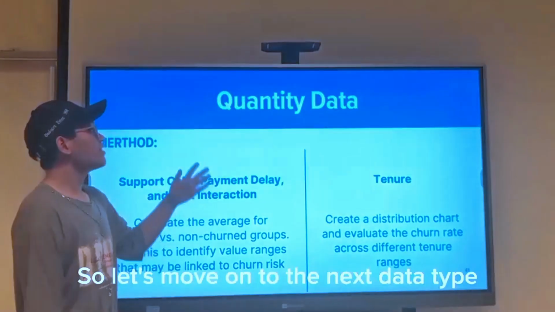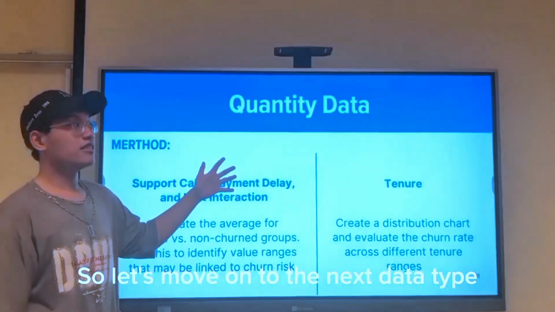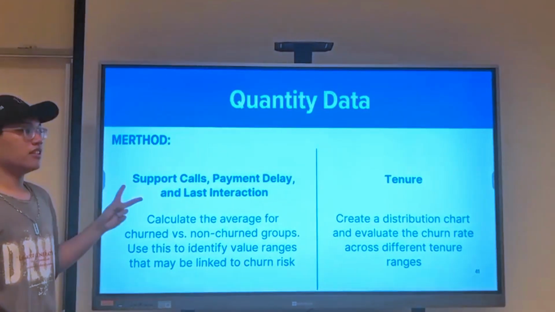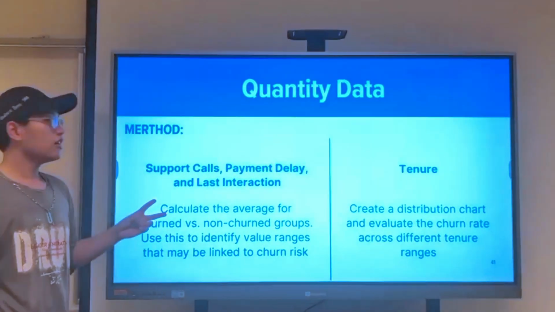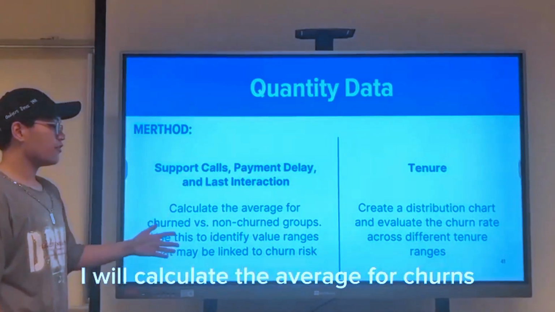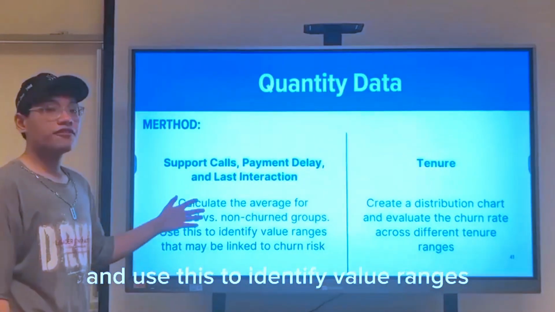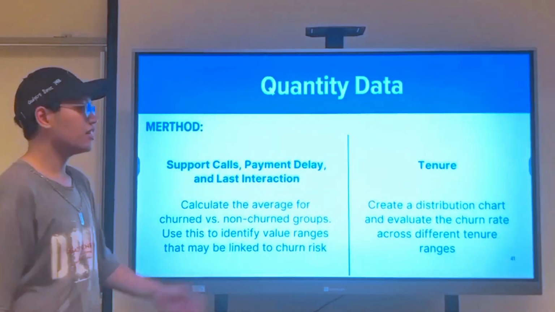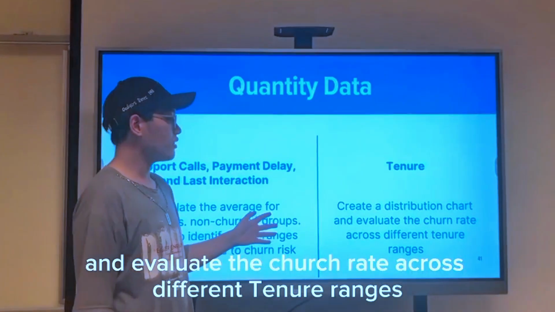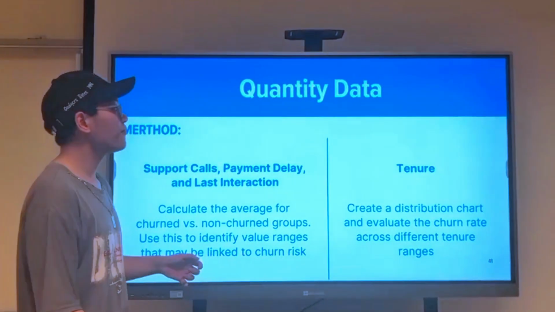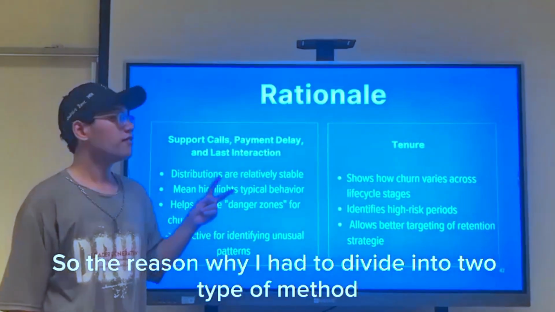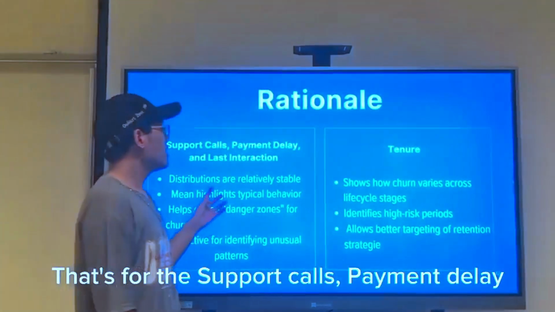Okay, so let's move on to the next data type, the quantity data. As you can see, I will use two methods for two types of quantity data. With the first one, for support calls, payment delay, and last interaction, I will calculate the average for the churn and non-churn groups and use this to identify value ranges that may be linked to churn risk. On the other hand, for the TNU, I will build a distribution chart and evaluate the churn rate across different TNU ranges.